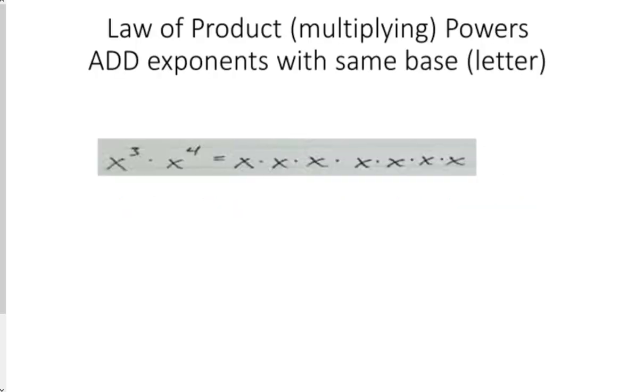So let's do a little bit of review from Algebra 1, which is the law of multiplying powers, or the product of powers. Basically, that law says that you are going to add the exponents if they have the same base. Another way to remember base is basically if they have the same letter, you are going to add the exponents. So here we have x to the third times x to the fourth, which if I write that in expanded form, x to the third is x times x times x. x to the fourth is, of course, four x's.